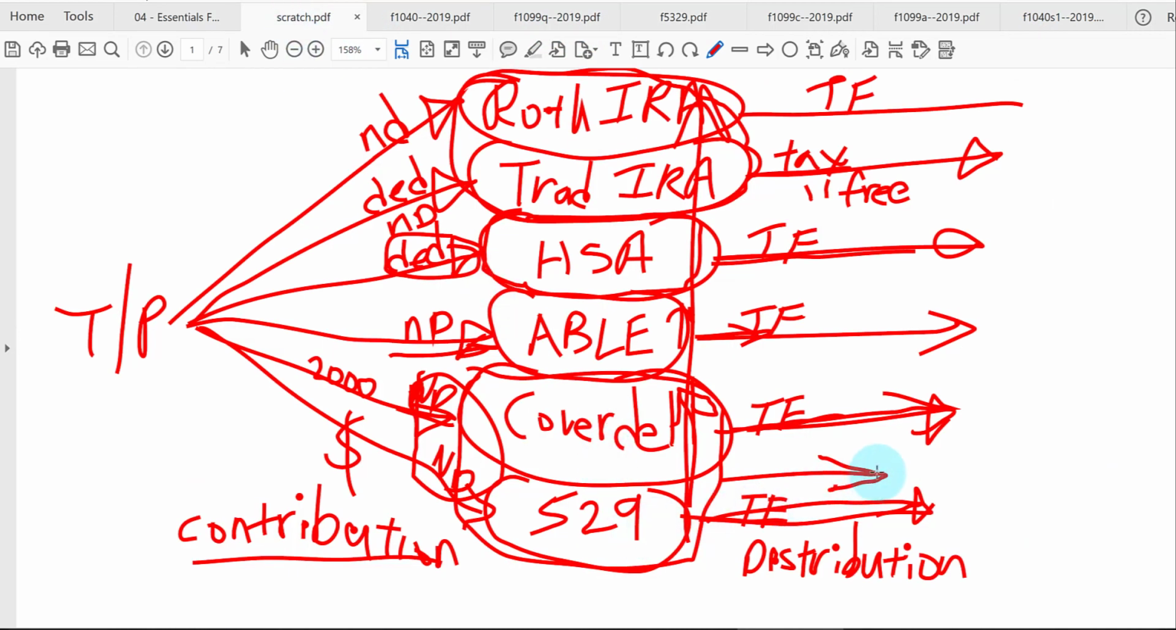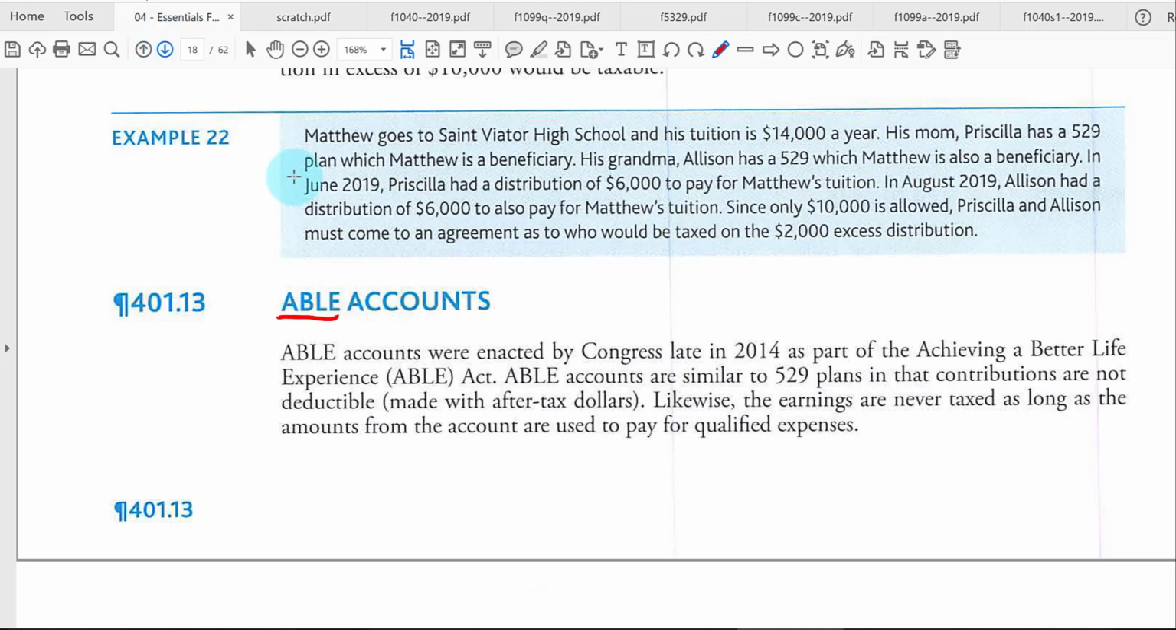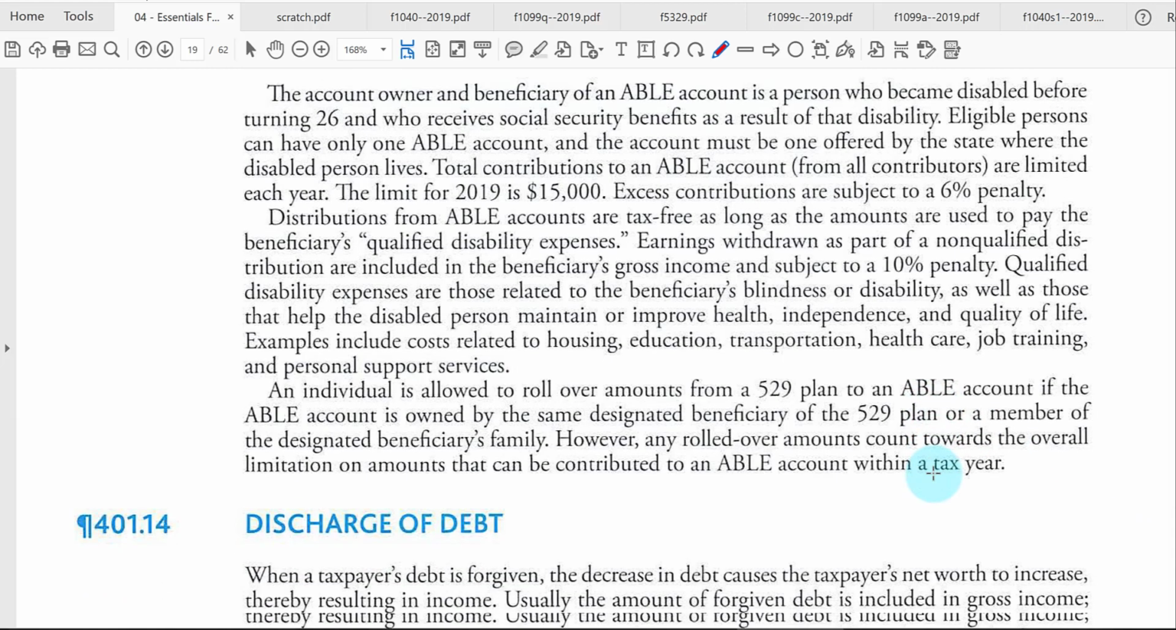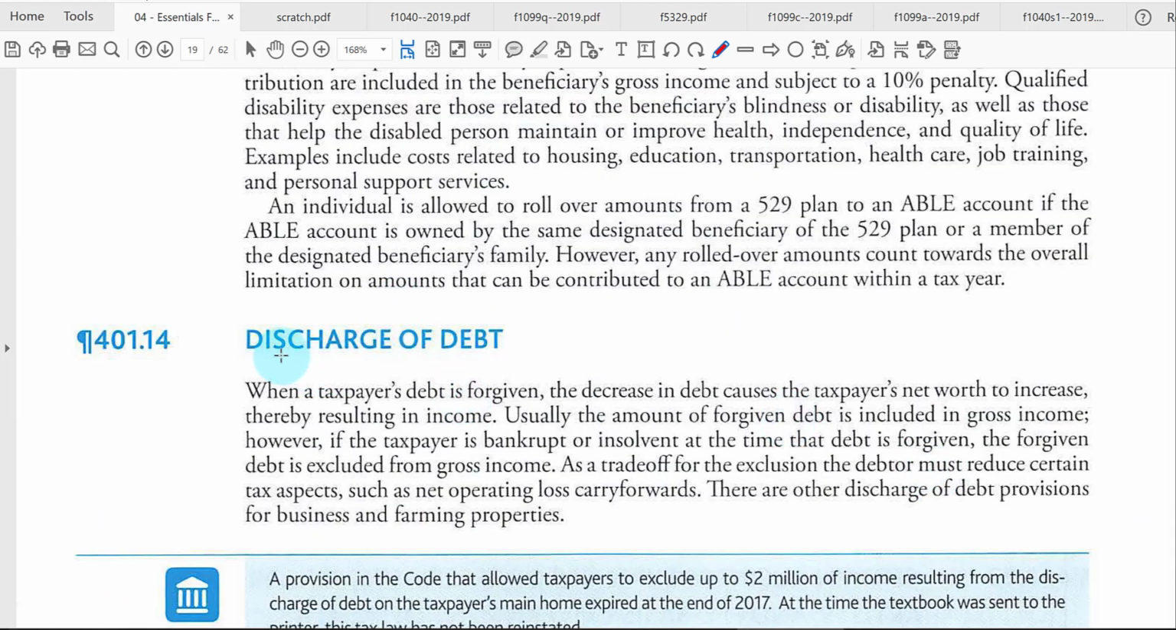Okay, again, most times we're taking distributions out tax free. Again, the term we use here in chapter 4 is excludable. Let's talk about one more type of excludable income here in chapter 4. Let's move down to something called cancellation or discharge of debt, or money you borrow.